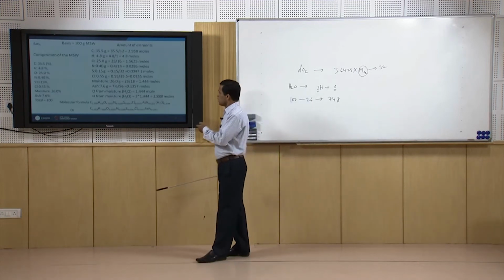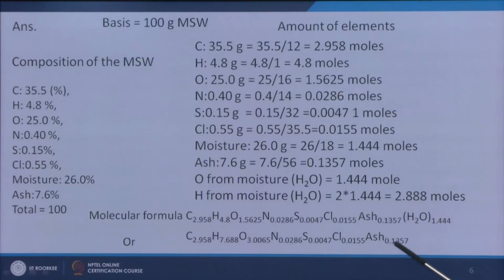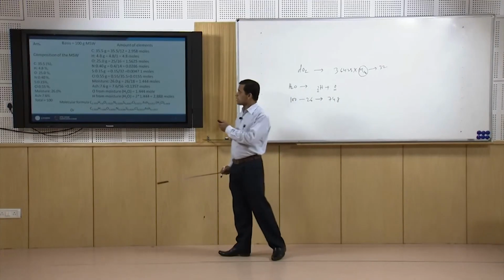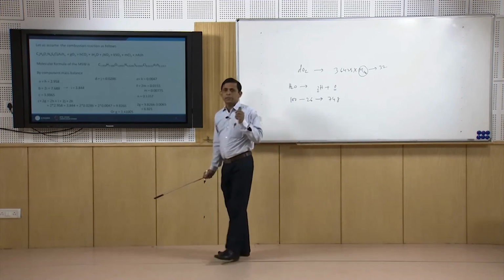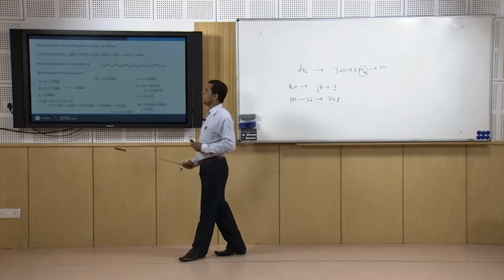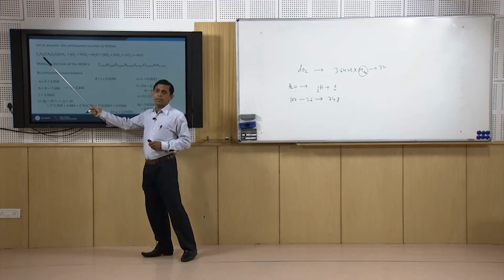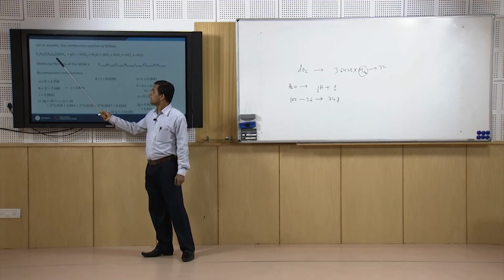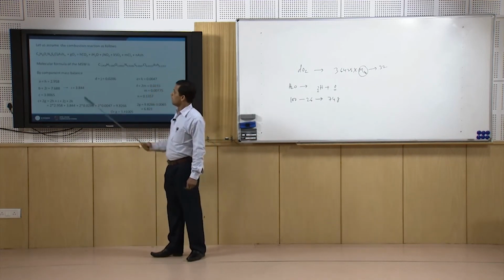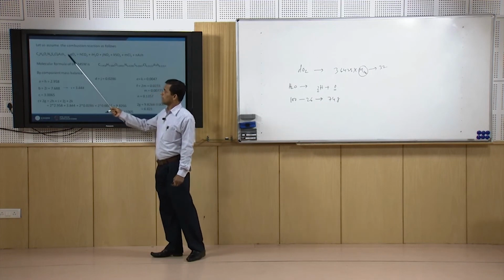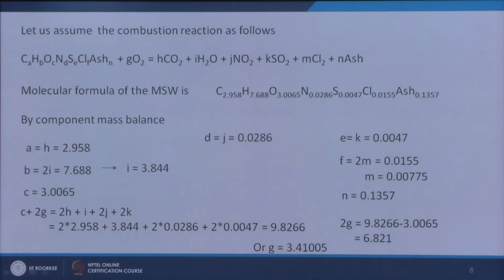Now, for the second part, we have also calculated the molecular representation of the material. Now, we will consider the reactions. So, some combustion reactions are going on. We are assuming CaHbOcNdSeClfSn, this is the representation of the MSW, that is reacting with G moles of oxygen, and then it is giving us H mole of CO2, I mole of H2O, J mole of NO2, K mole of SO2, M mole of Cl2 and N mole of S.